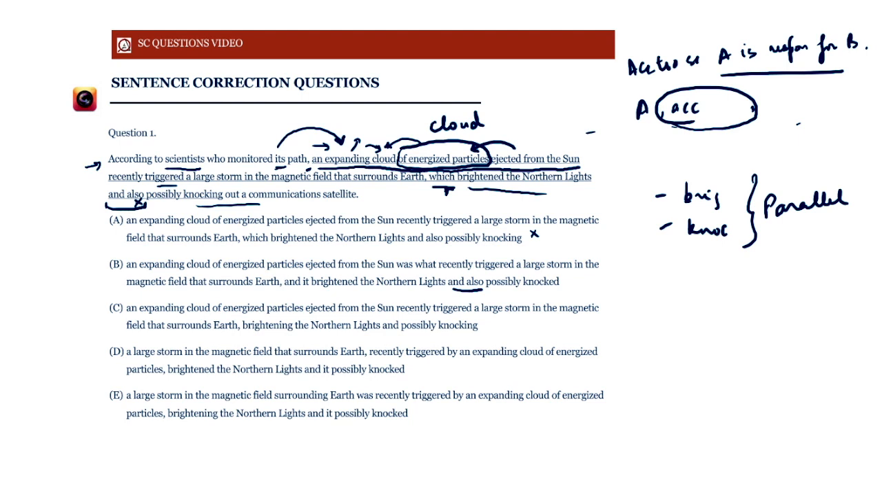All right, let's look at option B in detail now. An expanding cloud of energized particles ejected from the sun. This is fine. Again, this entire thing is our subject. And as we said, the cloud is what its refers to over here. So that's fine. Now, this was what triggered a large storm in the magnetic field that surrounds Earth. This is very indirect.